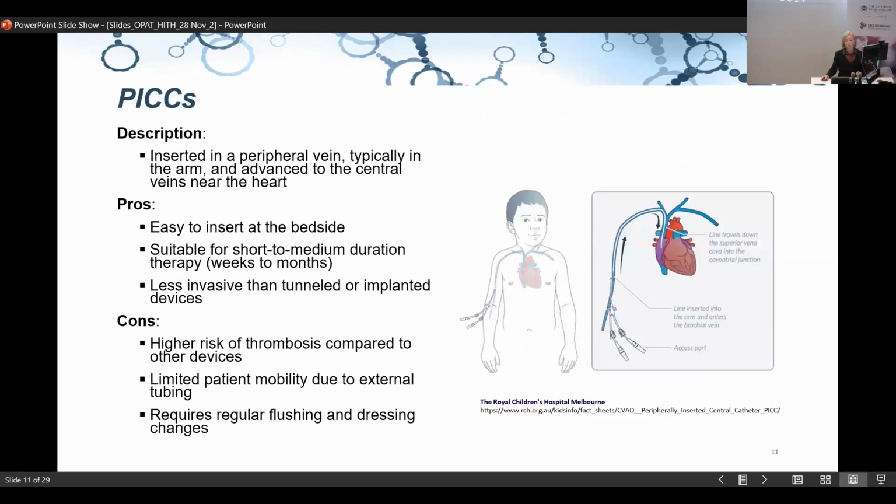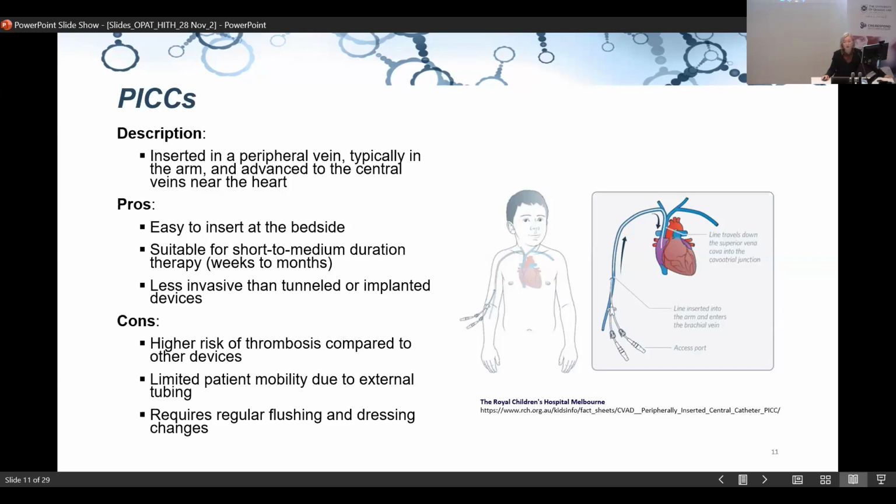PICCs, peripherally inserted central catheters, are the most commonly used. They're inserted generally peripherally in the upper arm and advanced through to the heart, so the tip is located centrally. These are easy to insert and can be done at the bedside. In the past they used to be done in special departments and areas set up, but now they're being done at the bedside, and we're catching up with the rest of the world.